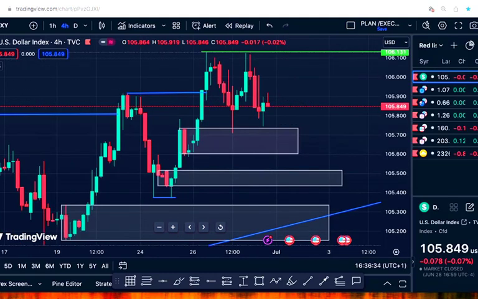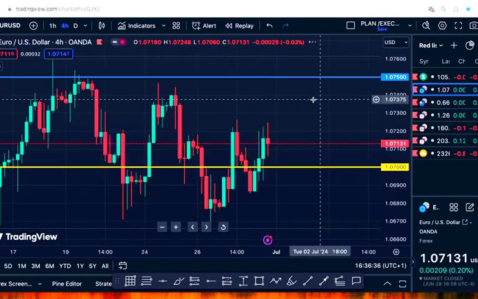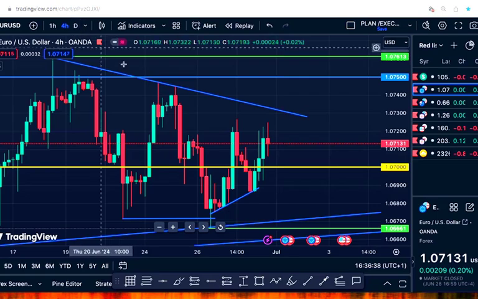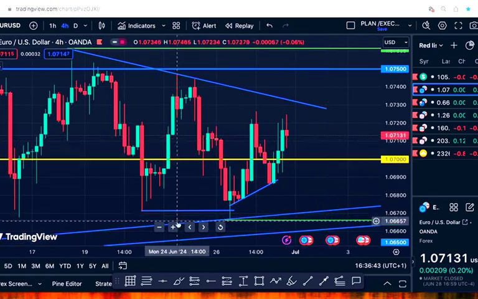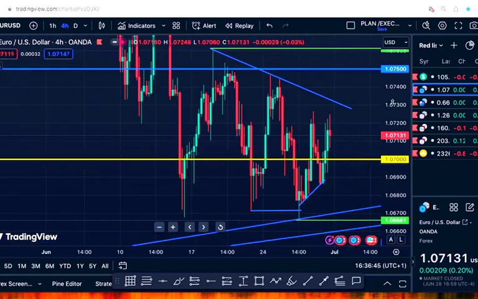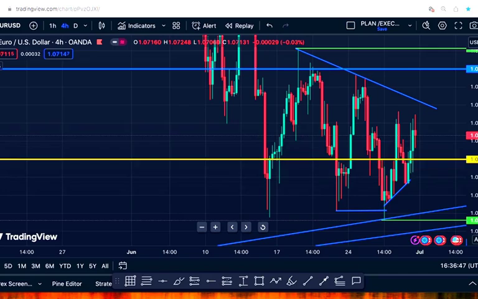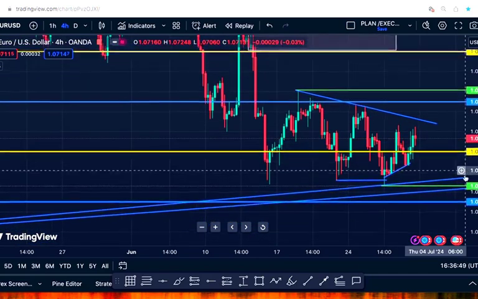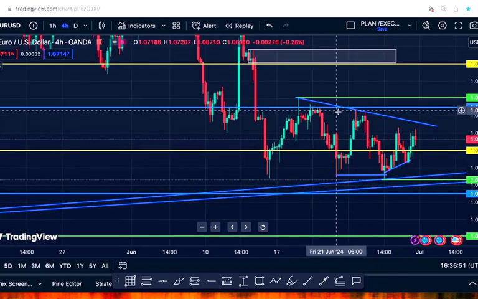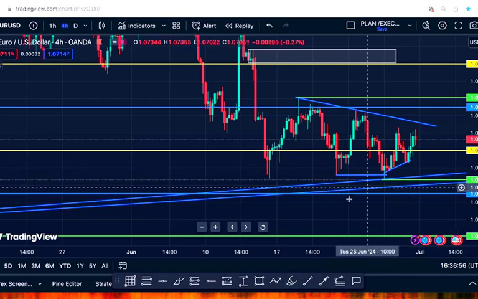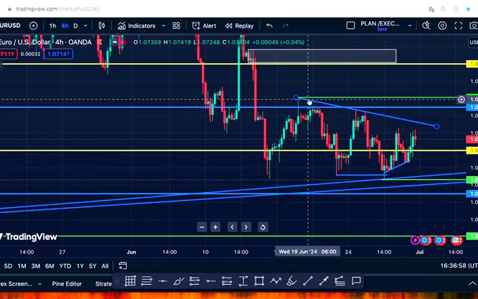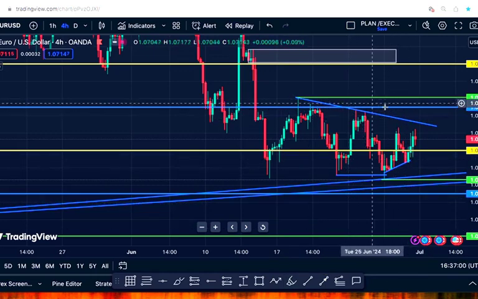And moving on, let's move to Euro USD. On the 4 hour, we are looking at price here. Take a look at this. Throughout the week, price has been on a ranging phase. As you can see, price has been ranging, but we have this liquidity resting above this trend line.